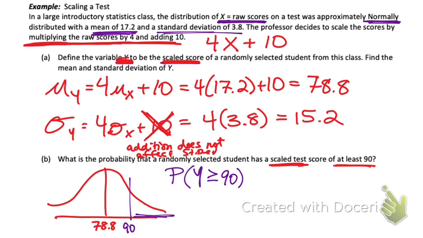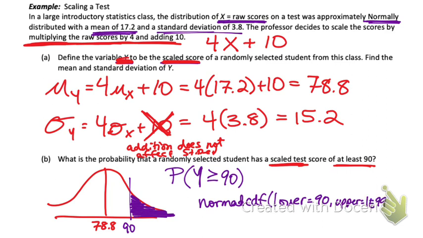What's the lower boundary? 90. Upper boundary's infinity. Lower is 90, upper is infinity. This is an idealized distribution that goes from negative infinity to positive infinity.